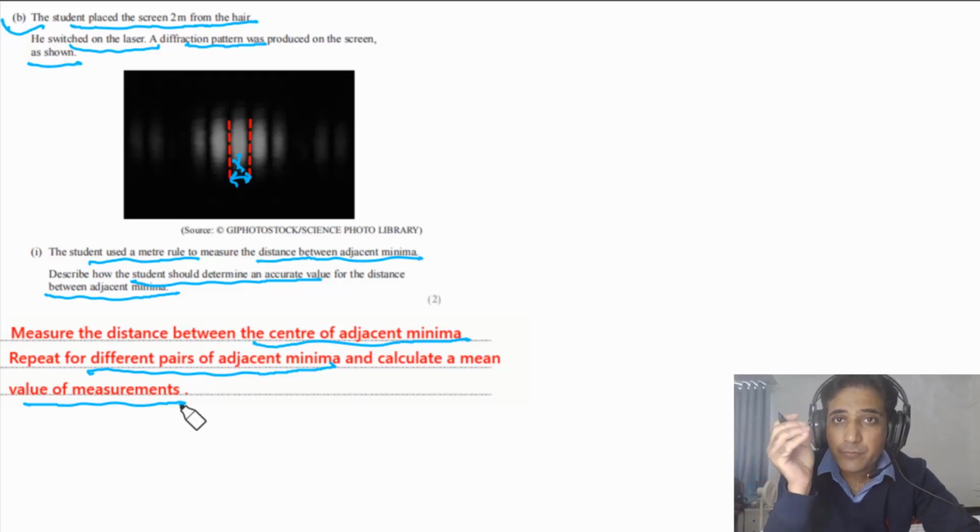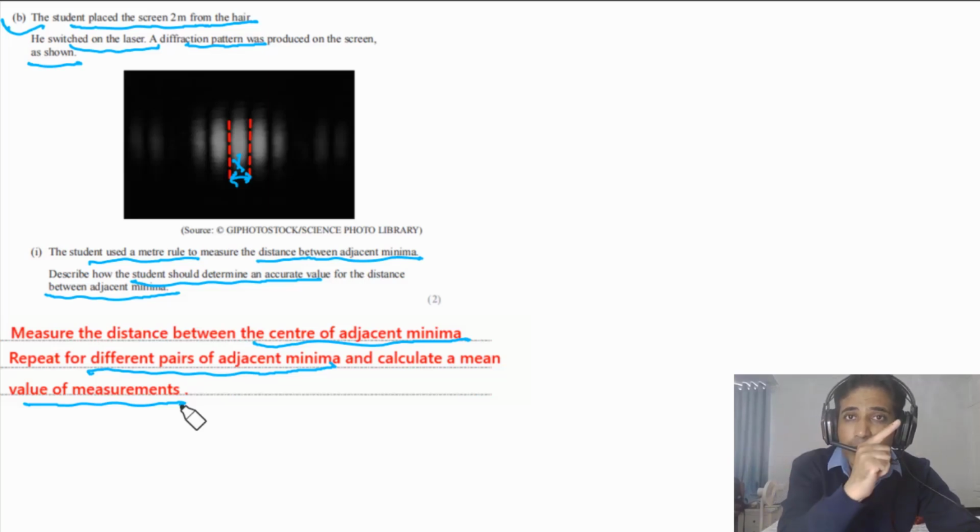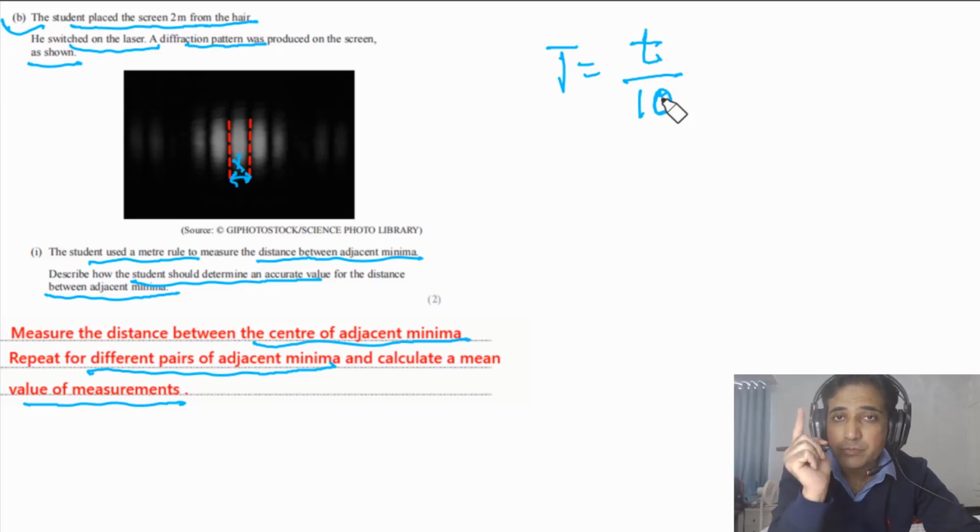And we follow the same approach, for example, when we measure the time period of a simple pendulum. We measure the time for at least 5 oscillations or 10 oscillations, and then we divide the time taken by the number of oscillations. Let's say this is the time taken for 10 oscillations. We will divide by 10, and we can find the time period of the simple pendulum, because this will improve the accuracy and minimize the percentage uncertainty. The same you can also do for this type of question.